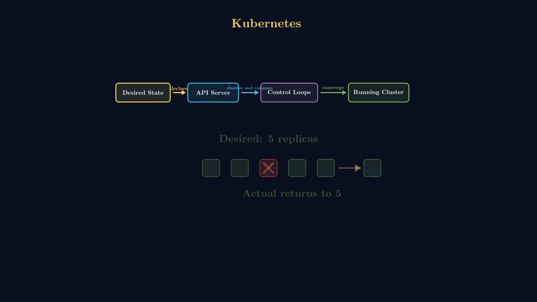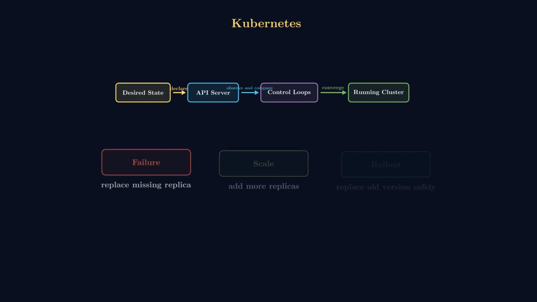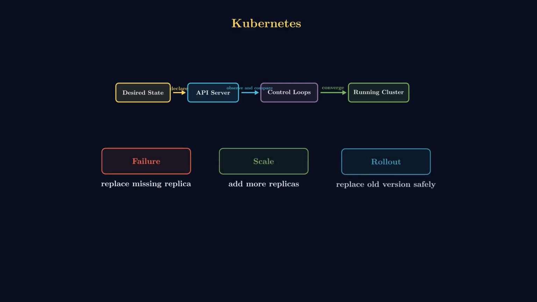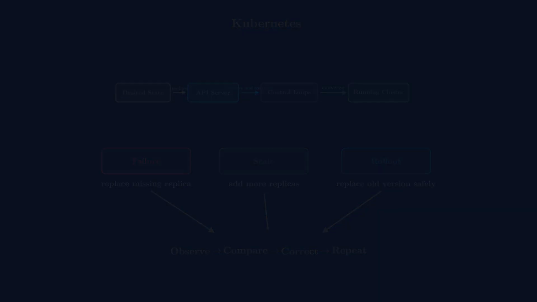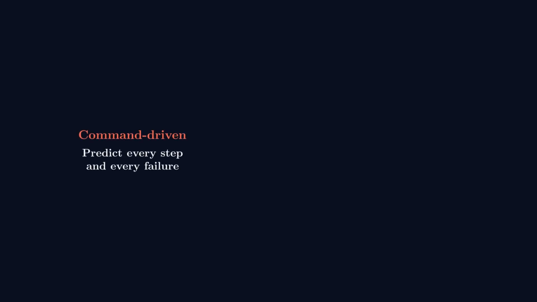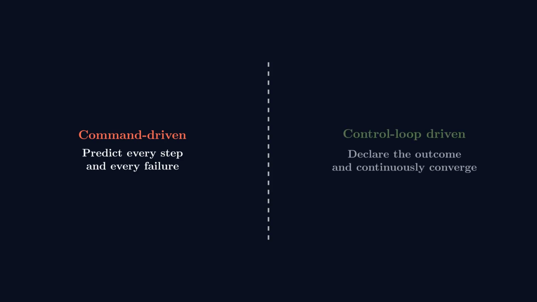The same pattern can handle other kinds of change. If the desired replica count becomes 8, the system adds capacity. If the desired image becomes version 2, the system replaces old pods gradually. Different operations, but the same feedback loop idea. This is what made the approach elegant. Kubernetes did not try to predict every possible failure or encode one enormous script for every situation. It created a common model: declare the outcome, observe reality, and keep correcting the difference.